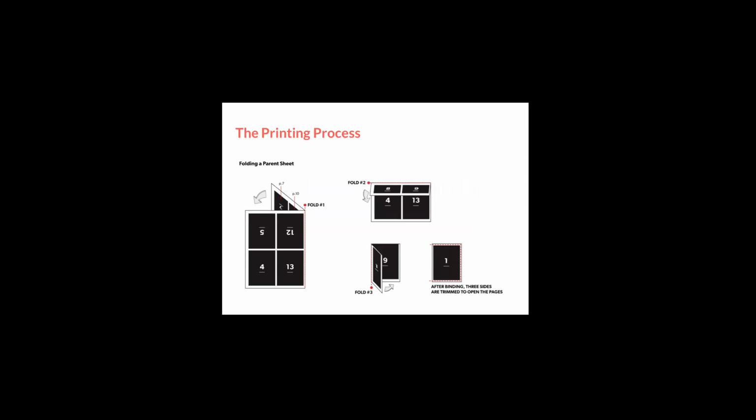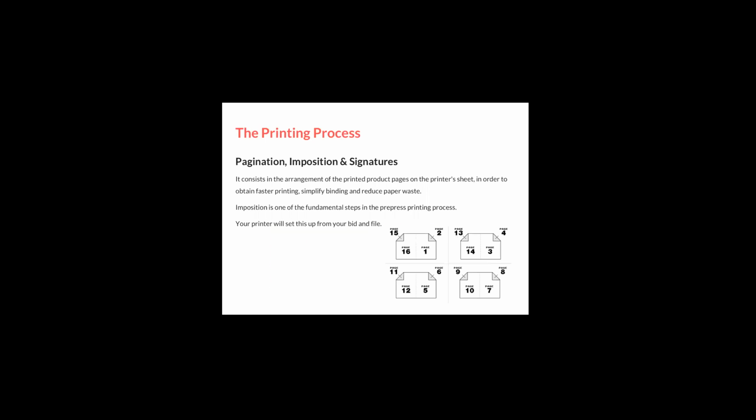So here's an example of a parent sheet that's being folded on the left-hand side. That's number 1 fold, then number 2 fold to the right, added to that fold. Then fold number 3. You keep folding it, and after binding, these 3 sides are trimmed to open the pages. That's if it's actually bound. This is pretty much set up by the printer when you send the file to them.